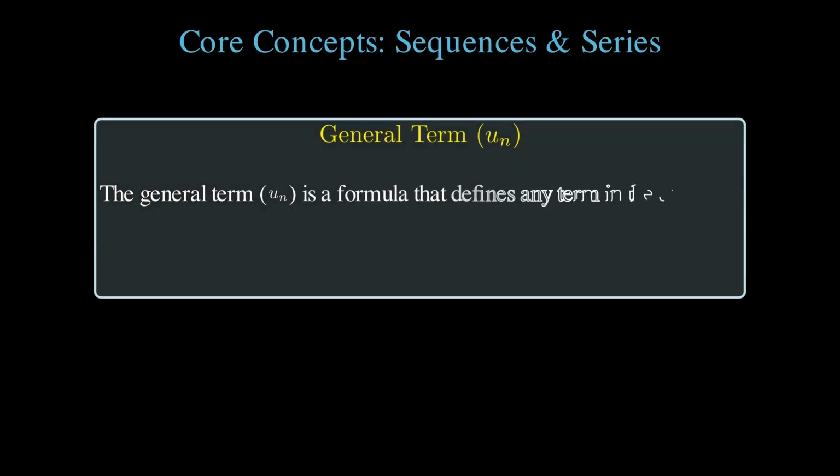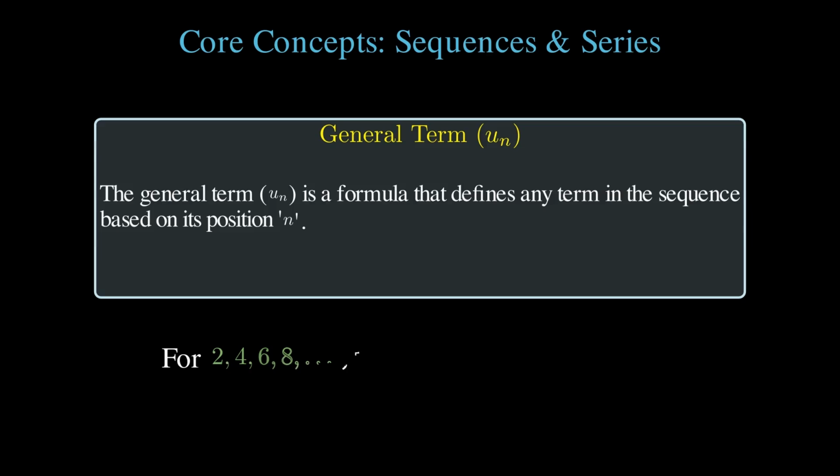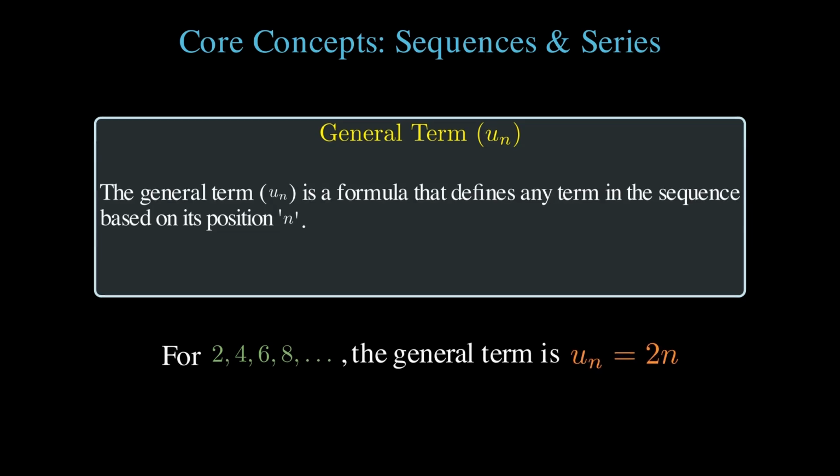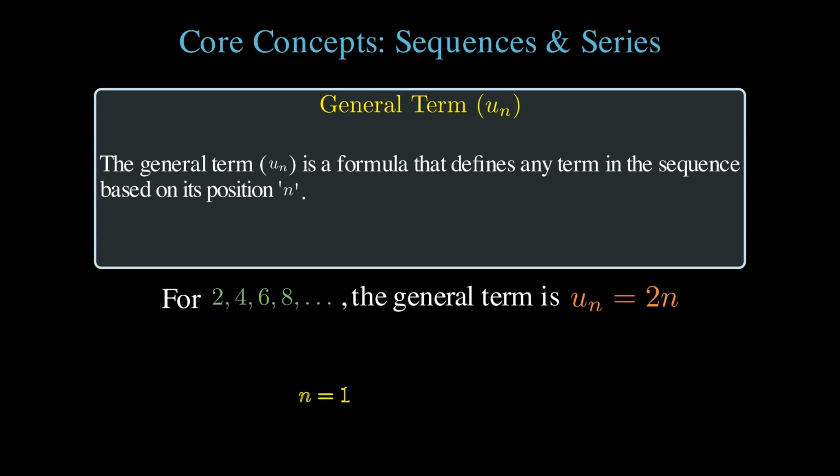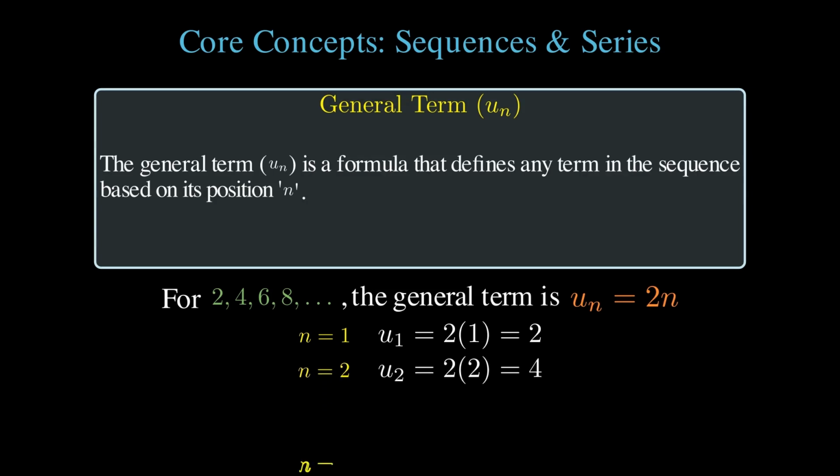A vital concept in sequences is the general term, often written as un. This is a formula that allows you to find any term in the sequence simply by knowing its position n. For our example 2, 4, 6, 8, the general term is un equals 2n. If you replace n by 1, you get u1 equals 2 times 1, which is 2. For n equal 2, u2 is equal to 2 times 2, which is 4. You see how it works?